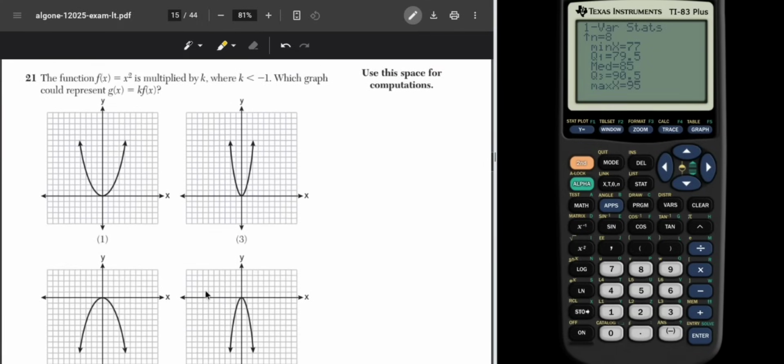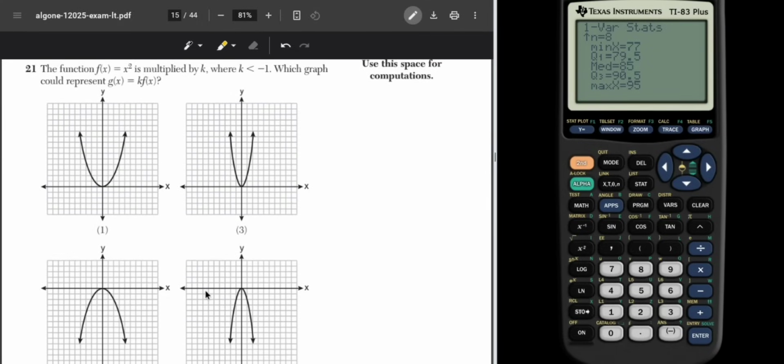Question 21 says, the function f of x equals x squared is multiplied by k, where k is less than -1. Which graph could represent g of x equals k times f of x? So, again, calculator, pick any value for k. Let's say I'm going to give my k -2. Pay attention to your inequality though. It says k is less than -1. So pick values that are less than -1.